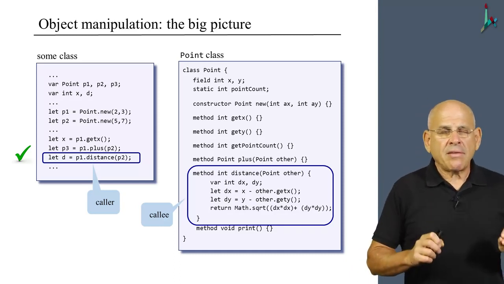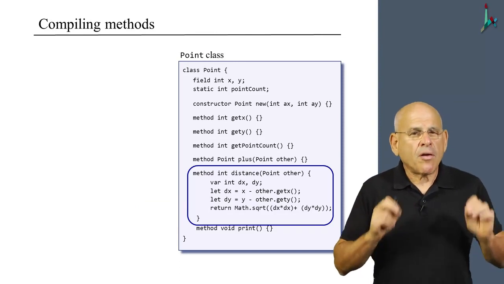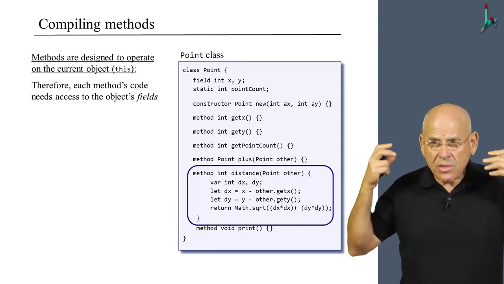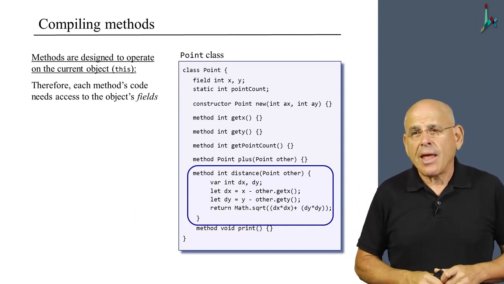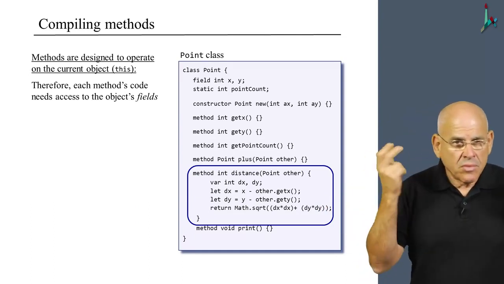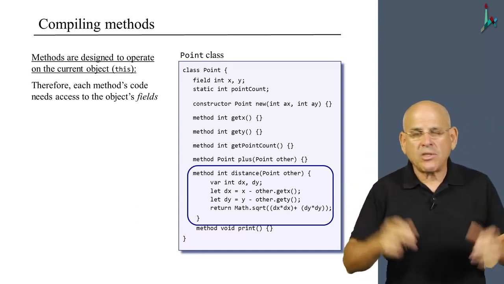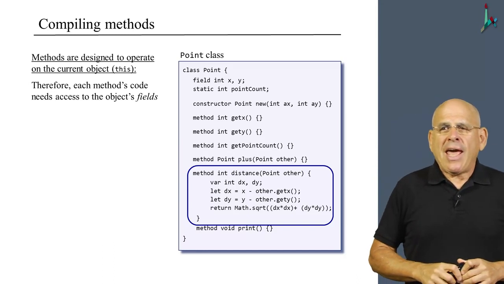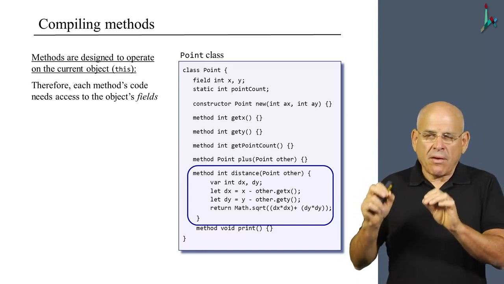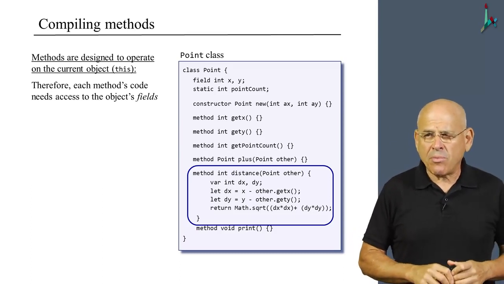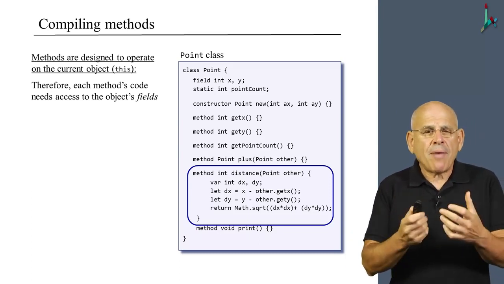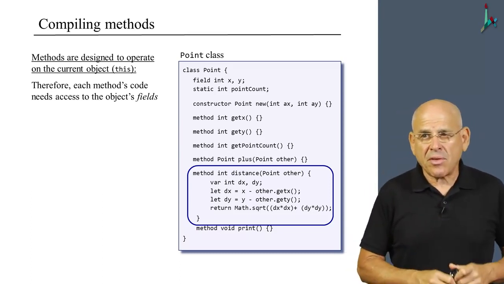Methods are designed to operate on the current object. Always. That's why you write methods, right? You want to do something to the current object. And the current object is something that we refer to as this in all, or most, object-oriented languages. And because we know that the method will want to operate on the object's fields, we have to somehow facilitate access to these fields.